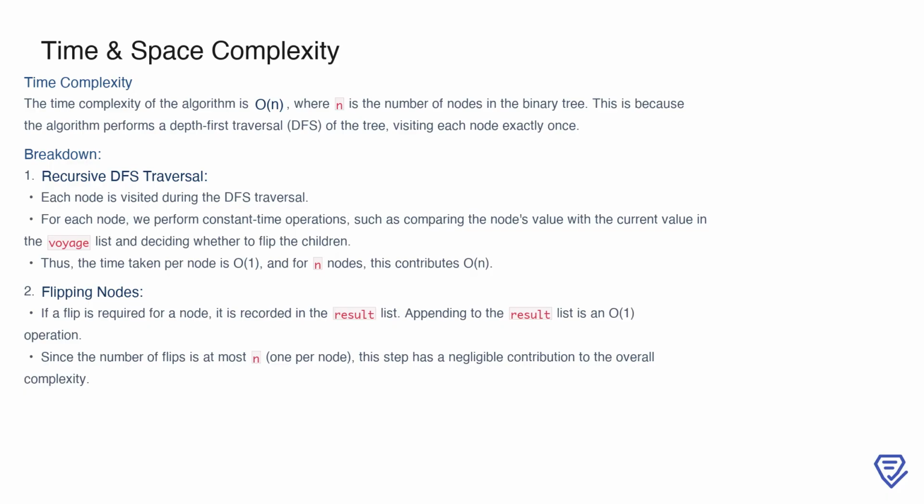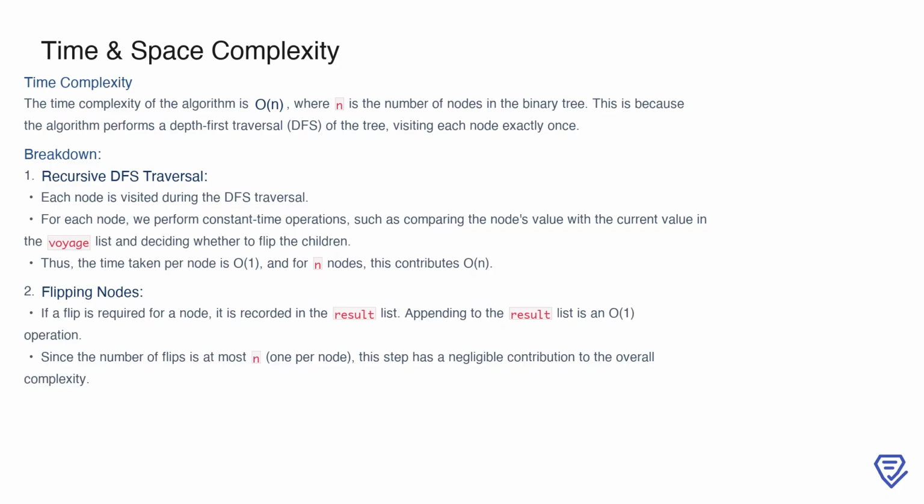Let's break this down further. During the recursive DFS traversal, each node is processed individually. For every node, we perform constant-time operations like comparing the node's value to the corresponding value in the voyage list and determining whether or not a flip is needed. These operations take O(1) time per node, so when we multiply this by the total number of nodes, we get an overall time complexity of O(n).